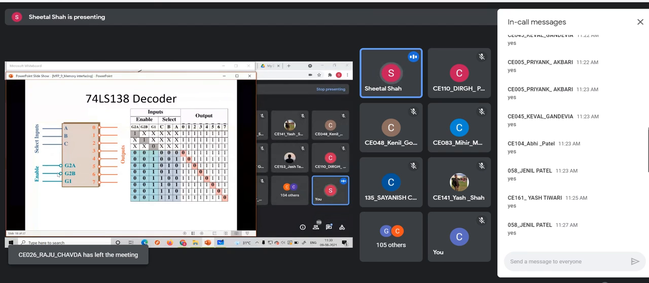And G2A, G2B as well as G1 show the chip select lines. Are you getting this? This is particular to this 74LS138. It is a 3x8 decoder. To enable this decoder, G2A should be 0, G2B should be 0, as well as G1 should be 1. Only in that case would it work as a decoder, or else it would not work. Are you all getting this?